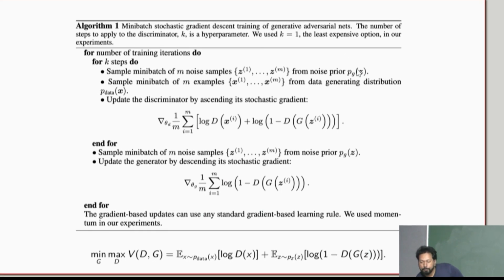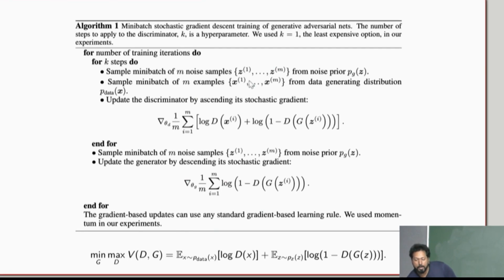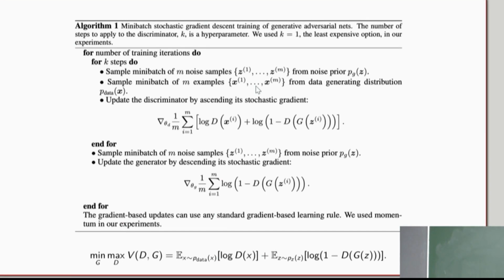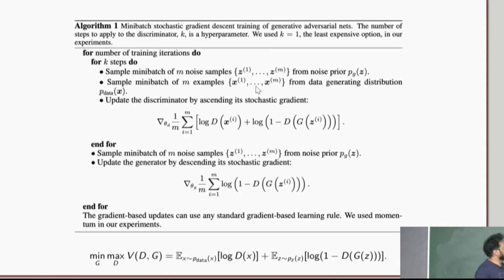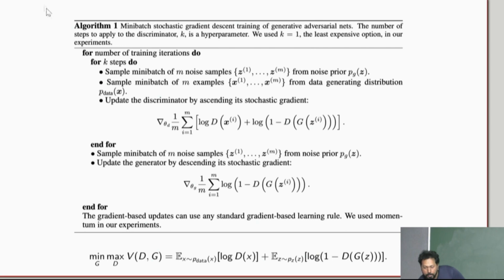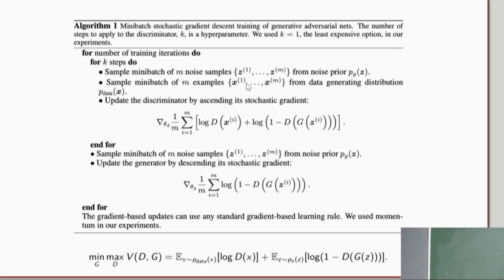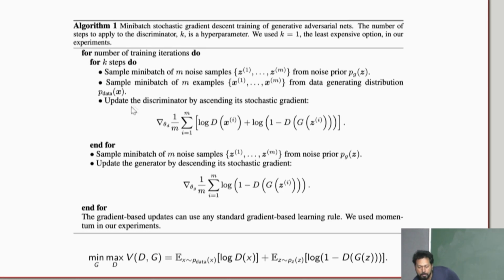Right. And then we have a sample mean of m examples. Here examples means the real images, let's say. These x_i's are, let's say, m cat images you have. And p_data here refers to the real data distribution. Obviously, these samples that I'm taking are actually coming from the real data, because those are real cat images, and these other guys are the noisy ones.